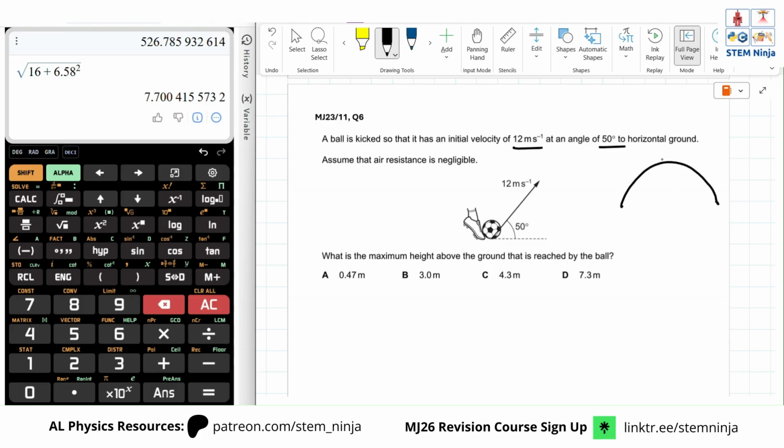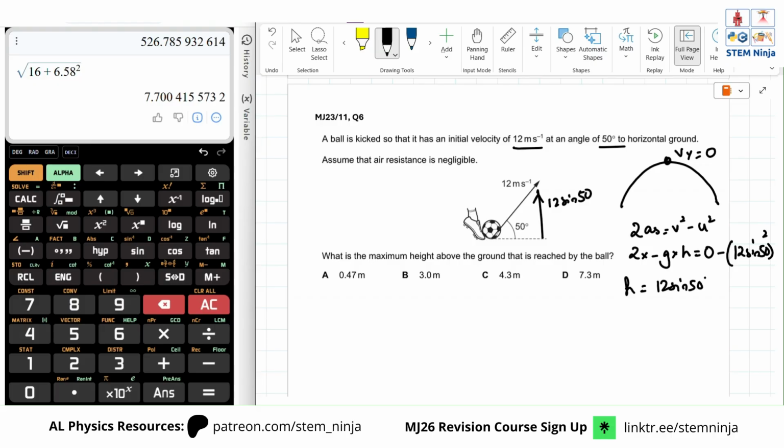So basically, for the vertical maximum height, remember that at the maximum height, Vy is 0. So there is no time requirement. So we will use v squared equals u squared plus 2as. 2a is minus g. H is what we need to find out. Vy would be 0, and uy is given as 12 sine 50. So h would be 12 sine 50 whole squared divided by 2g, that is 2 times 9.81.